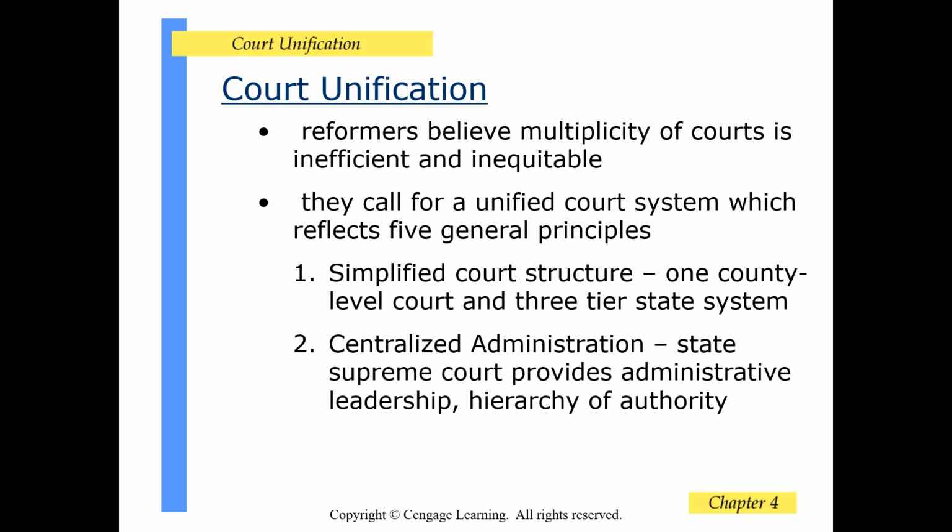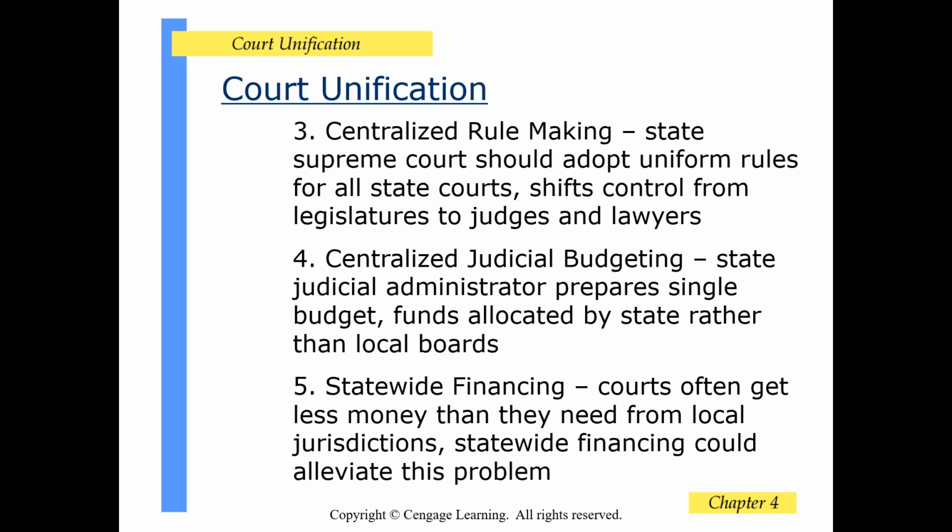Reformers believe that a multiplicity of courts is inefficient and inequitable, and so they call for a unified court system which reflects 5 general principles. First, reformers call for a simplified court structure. Secondly, they call for a centralized administration. Third, they call for a centralized rulemaking authority. Fourth, there's a call for centralized judicial budgeting. And lastly, they call for statewide financing of the judicial system.